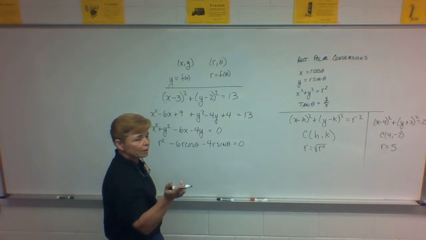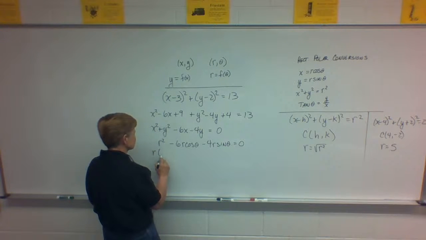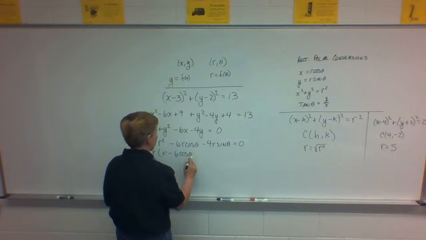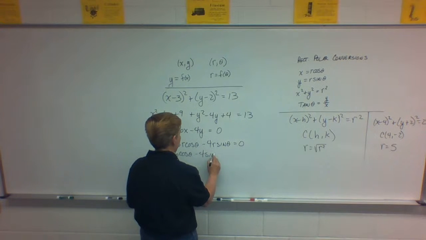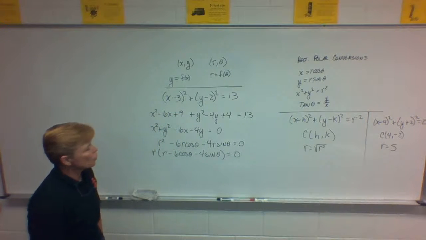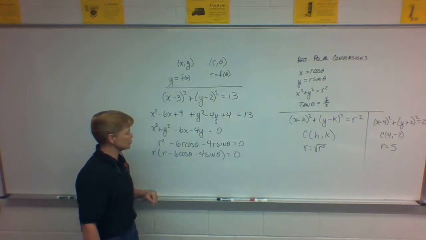Okay, so you wanted to do what? Factor out an R. Okay, if we take out an R, what will you get? R times (R minus 6 cosine theta minus 4 sine theta) equals 0. Okay. So, we've been in this situation before where we've got two things multiplied that give you 0.